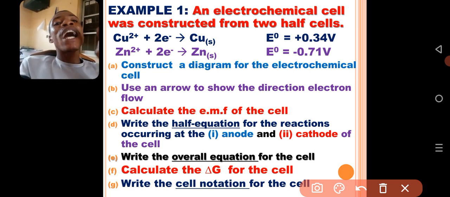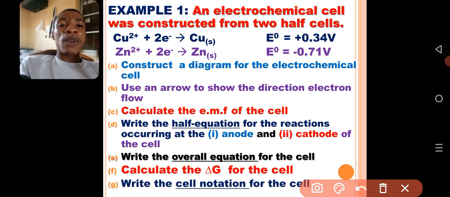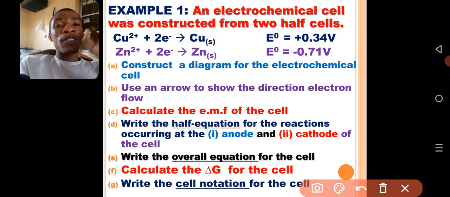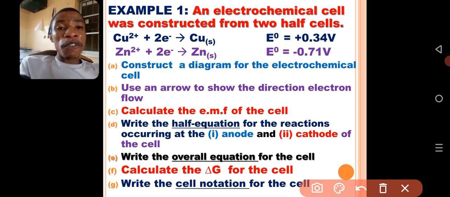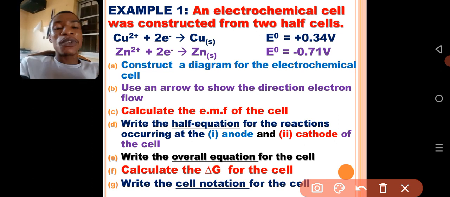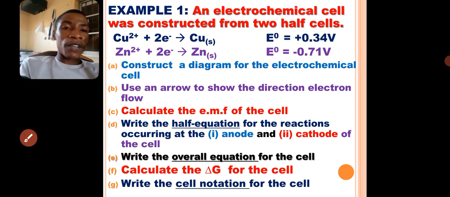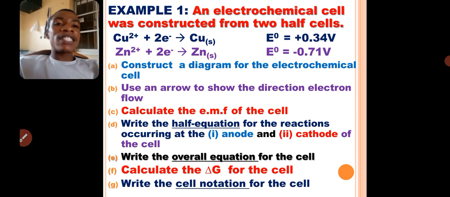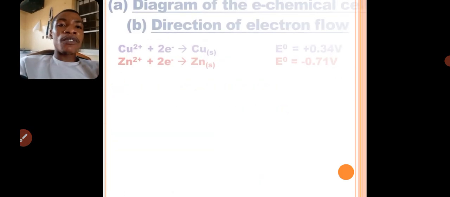So we have to answer the following 7 questions. Number one was to construct a diagram for the electrochemical cell, so that means you are going to have the two half cells joined together. Then we have to show the direction of the electron flow. Then from there calculate the EMF. Then write the half equations for the two reactions occurring at the cathode and anode. Then write the overall equation. Calculate the delta G and write the cell notation of the cell. So we look at these questions one after the other and see how we solve them.